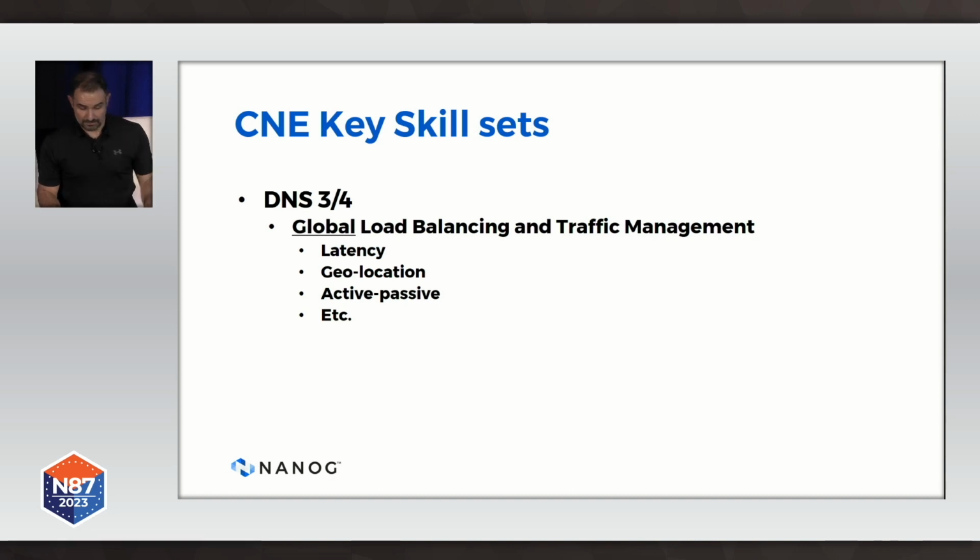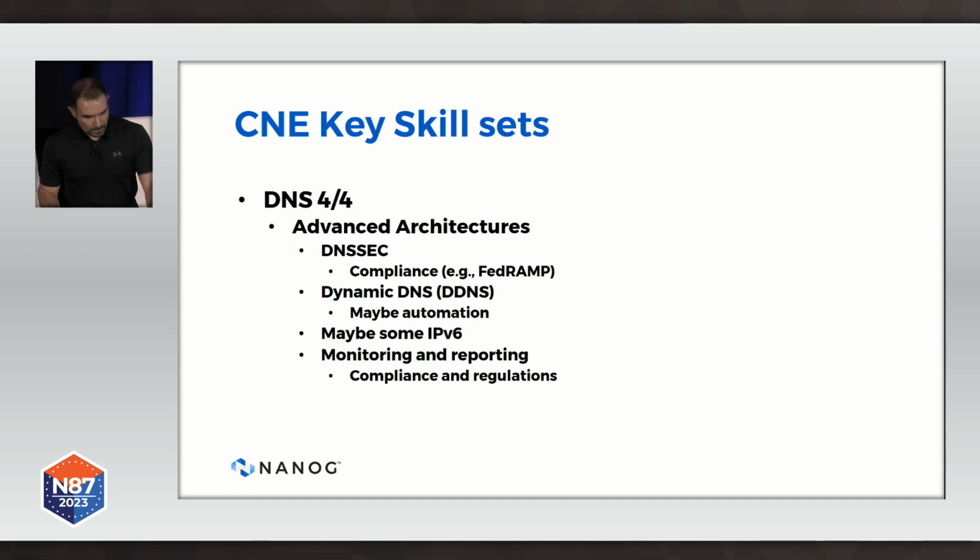You can do this based on latency, geolocation, and an active-passive model for disaster recovery. These are all the things that CNEs design every day. And some advanced architectures, DNS security. I care about my messages. I want to make sure there is some logic there, and it's part of FedRAMP Section 4. And dynamic DNS, I want to make sure my records are registered. V6 again is part of it, and monitoring and reporting.